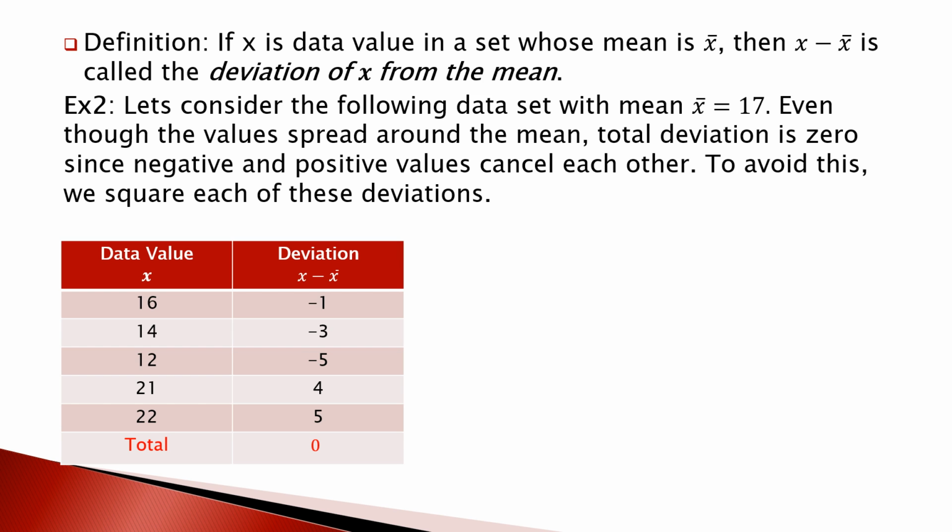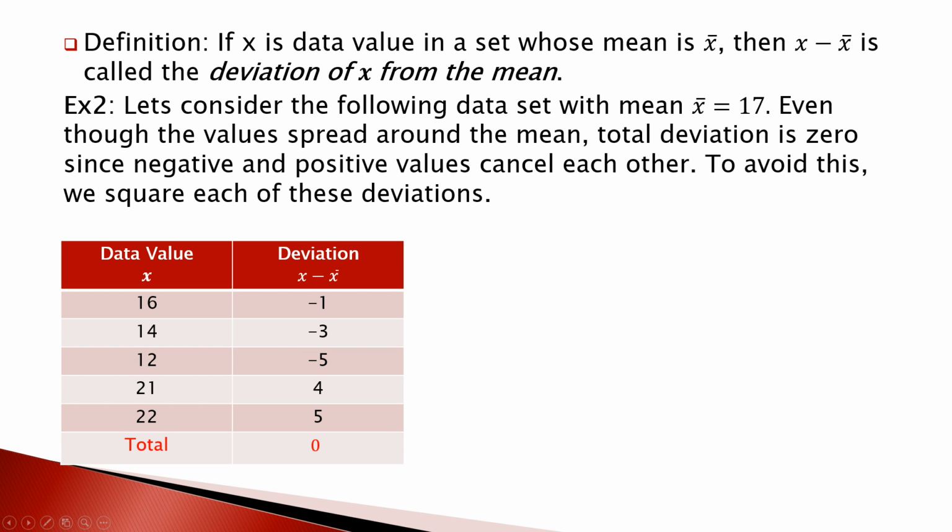So is it reasonable? What do you think? I don't think so, because the deviation is not 0 for this data set. See, because the mean is 17 and we have some values spread around 17. Okay, so the deviation is not 0.